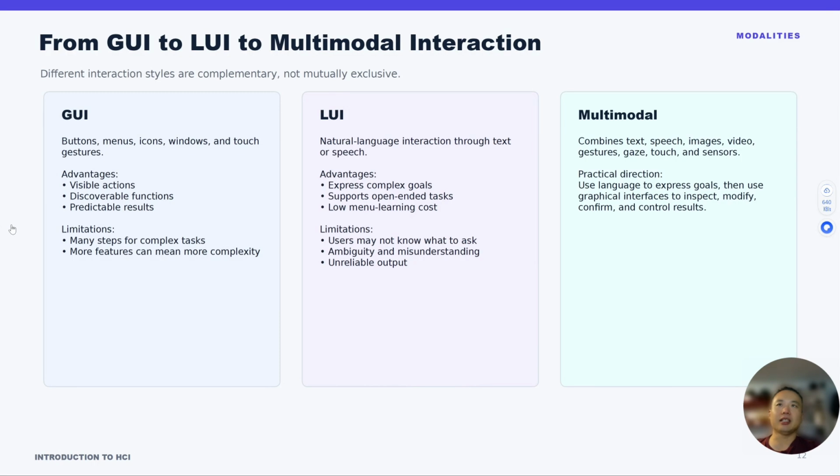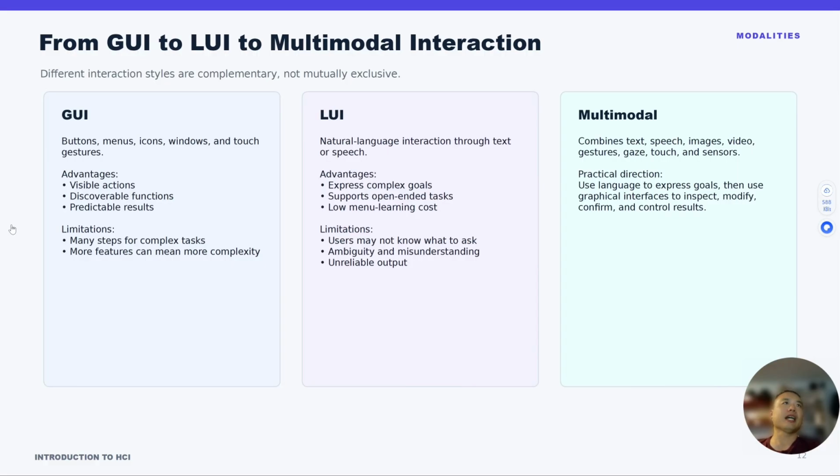Second, ambiguity and misunderstanding, because language is ambiguous and it is easy for the system to misunderstand. For example, if you make a voice command such as "give me that thing," the system will never know what the thing is, so it can't act on it. Third limitation is unreliable output. The output may not be what the user expected because of language ambiguity or task uncertainty.